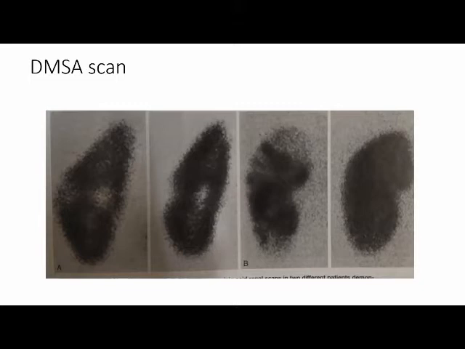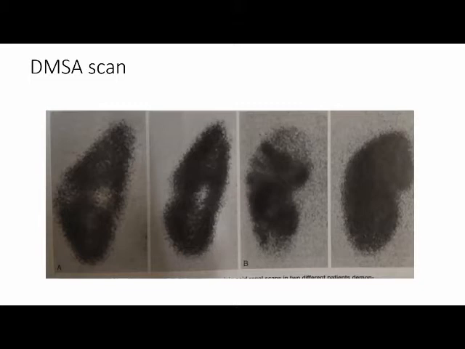Sir, in a scar, will the reniform appearance be maintained or not? It depends on where the scar is. If the scar is at the upper pole or lower pole, then the reniform shape is blunted. In the lateral part, the reniform shape is maintained, but the contour is defective.